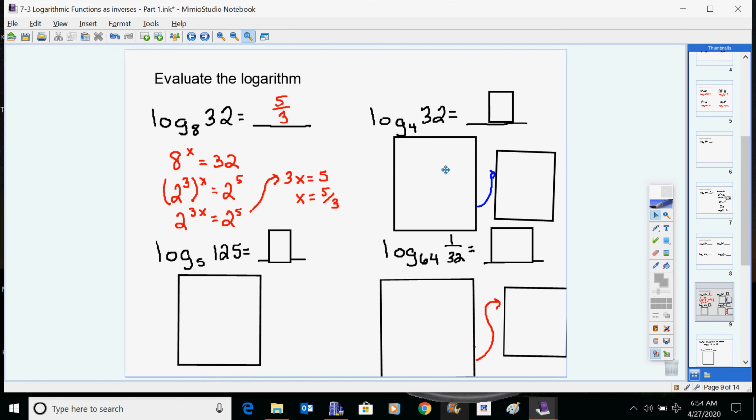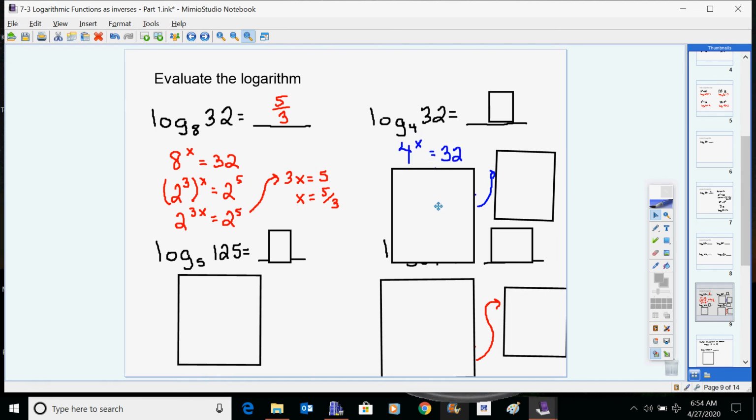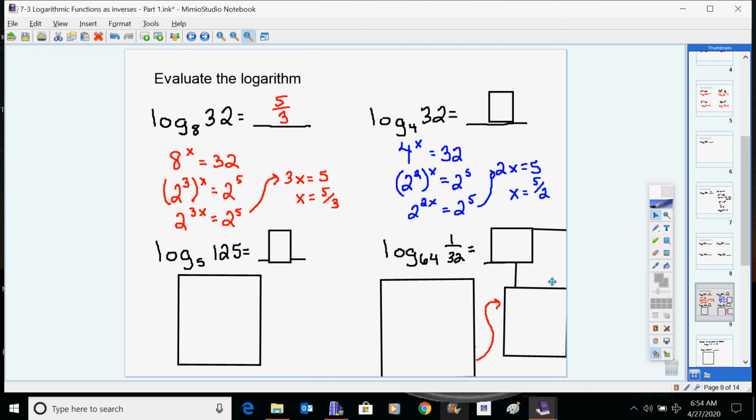All right, so let's do this one. 4 to a certain power equals 32. Once again, this can be 2 squared. This could be 2 to the 5th power. Power to a power multiplies exponents. This one is very similar to the other one. 2x equals 5. And finally, x equals 5/2, and that's your final answer.